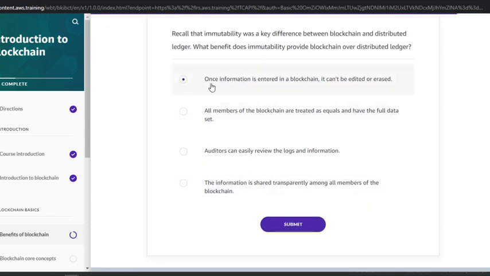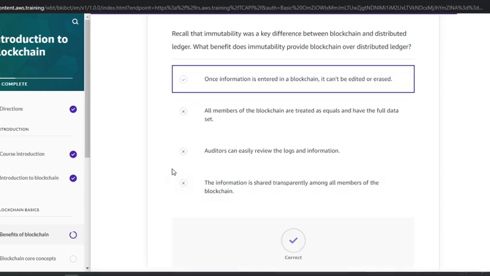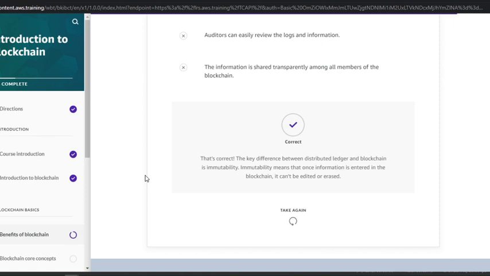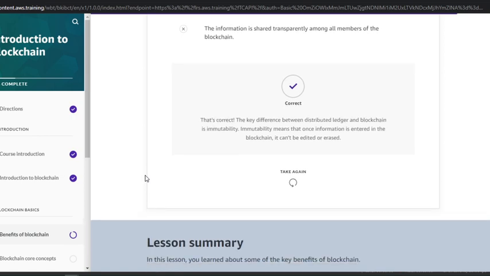The correct response is the first one. Once information is entered in the blockchain, it cannot be edited or erased. Correct. The key difference between distributed ledger and blockchain is immutability. Immutability means that once information is entered in the blockchain, it cannot be edited or erased.